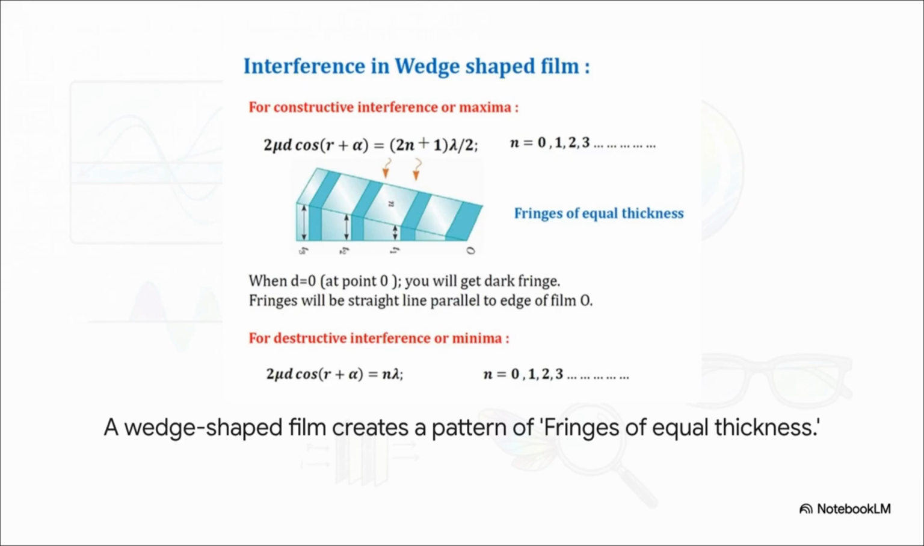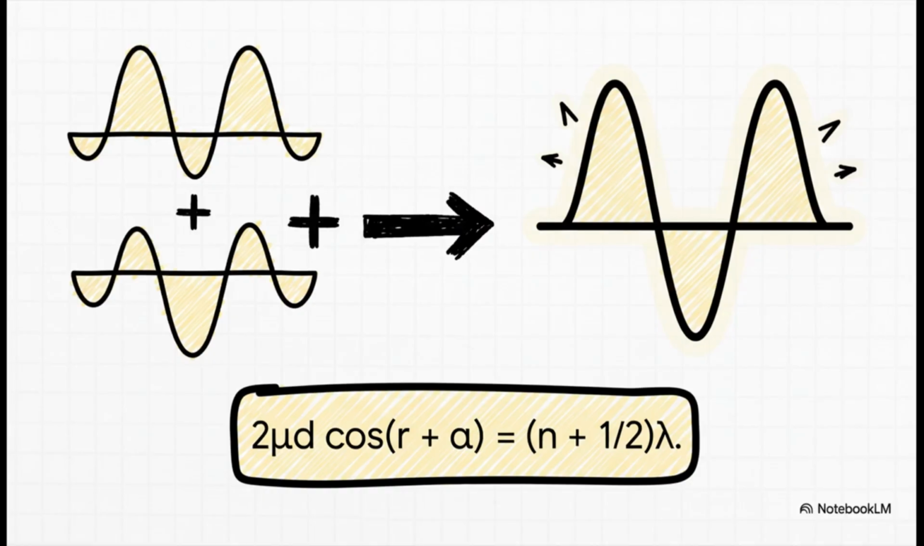You don't just see a plain reflection. Instead, you get this pattern of perfectly straight, parallel, bright, and dark bands. We call these fringes, and each one of these fringes corresponds to a line where the thickness of the air wedge is exactly the same. So why the bright stripes?